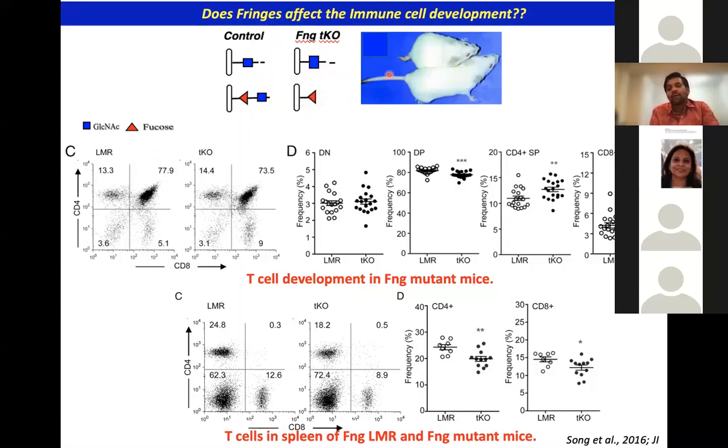And we found that this is a normal mouse, and when we knock out this one, the small tail, there is a problem with the ribs. So you can see the differences, how these glycans are important for body development and also immune cell development. And here, if we compare the development of T cells, we found that double positive cells are decreasing, and the CD4 and CD8 T cells are increasing in the thymus. And in the spleen, we got a decrease in the CD4 T cells and then a decrease in the CD8 T cells.